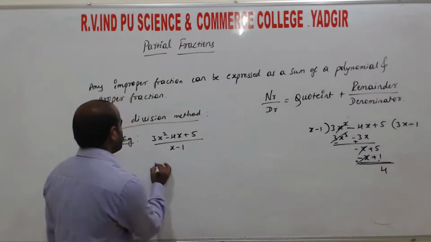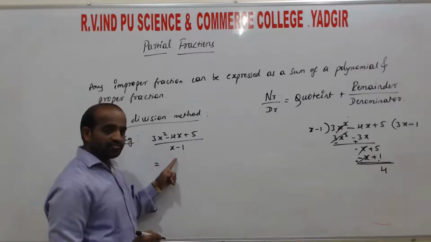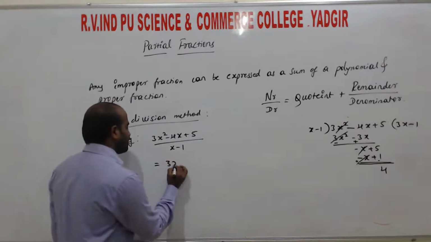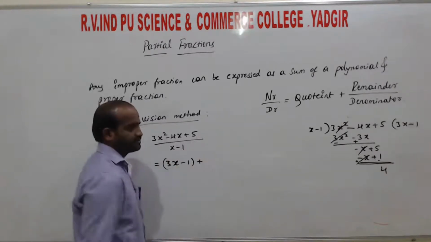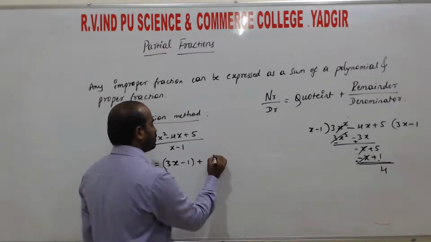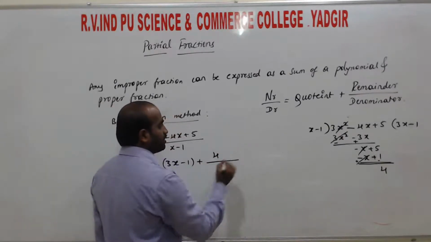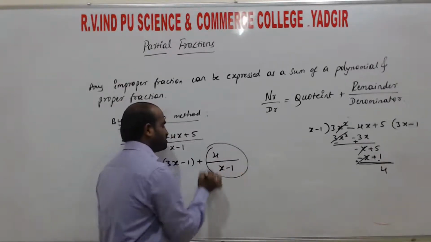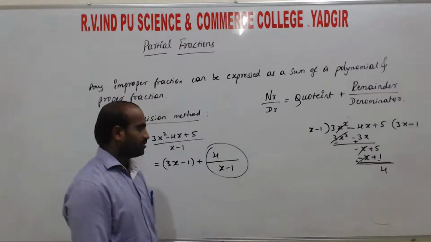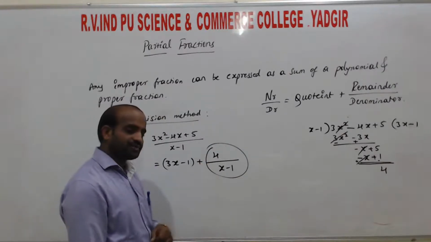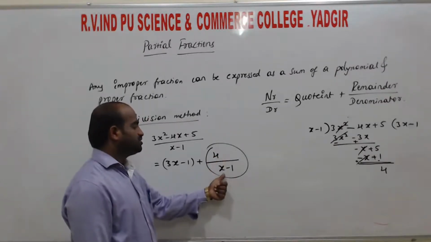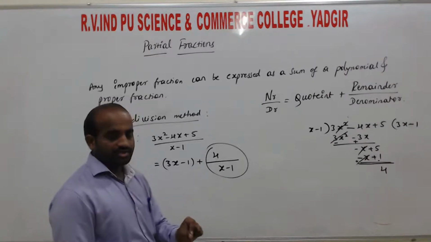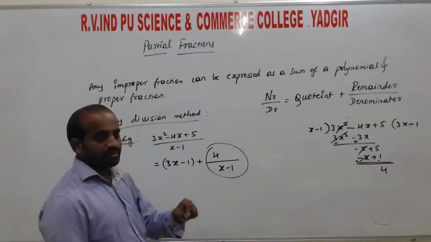Therefore, f of x by g of x, numerator by denominator, equals quotient plus remainder by denominator. The quotient is 3x minus 1, plus the remainder 4 divided by the denominator x minus 1. This is a proper fraction: f of x degree is 0, g of x degree is 1. Given function is an improper fraction.